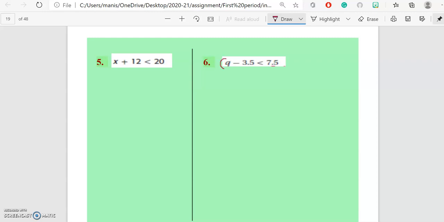Step number 1, you need to circle your variable. Now do you see a negative sign or a minus sign? You will add 3.5 to both sides. This gets cancelled out. Q is what? I have to add these two numbers, 7.5 plus 3.5. It will give me 11. Okay, so if I read this, it is Q is less than 11.